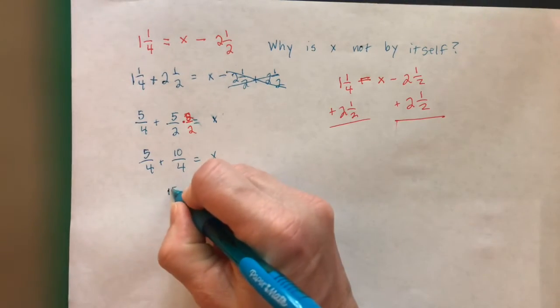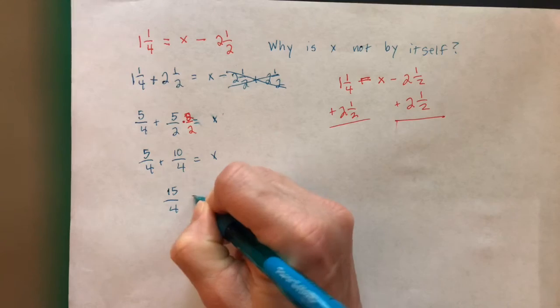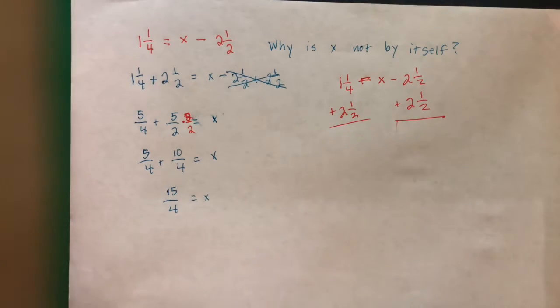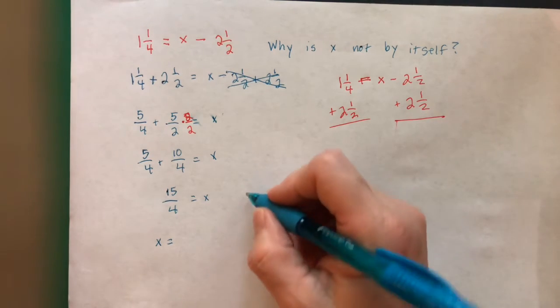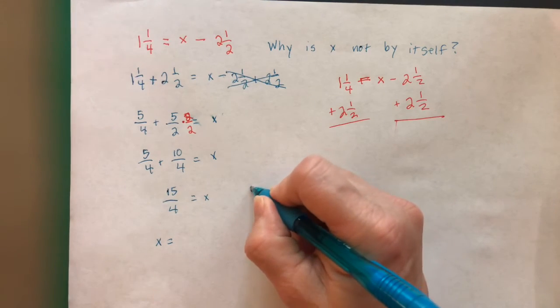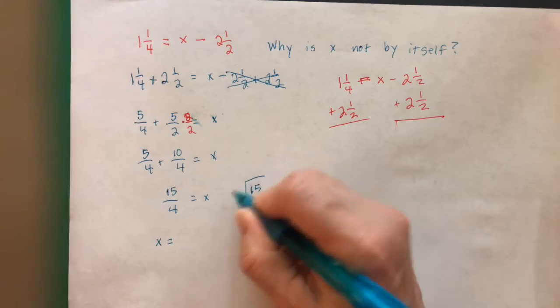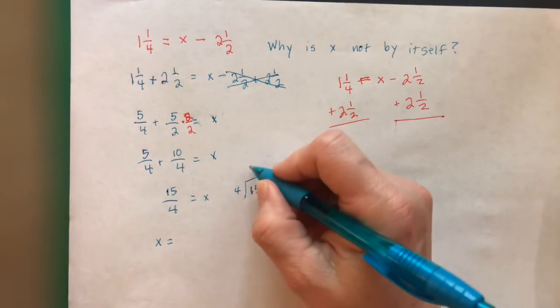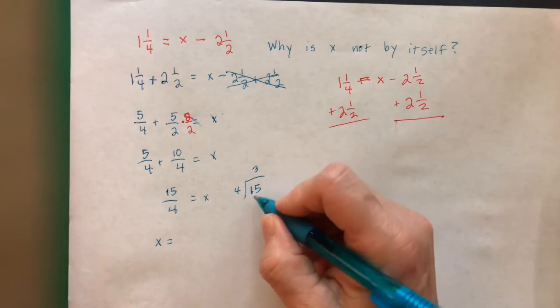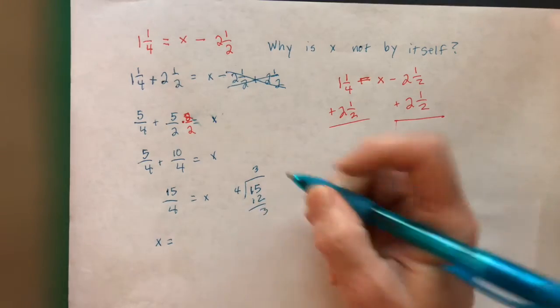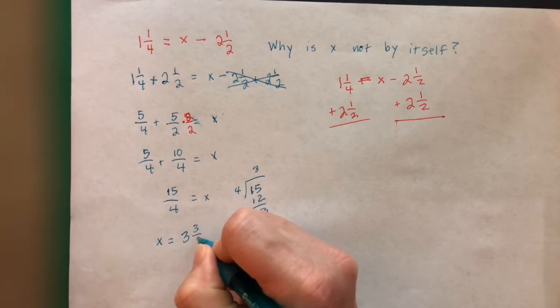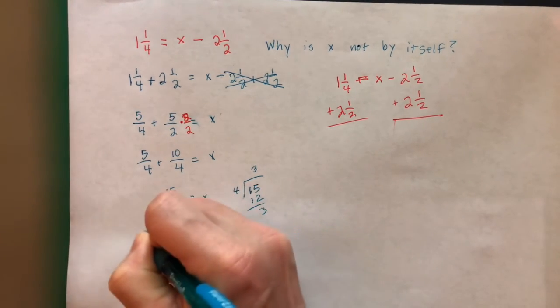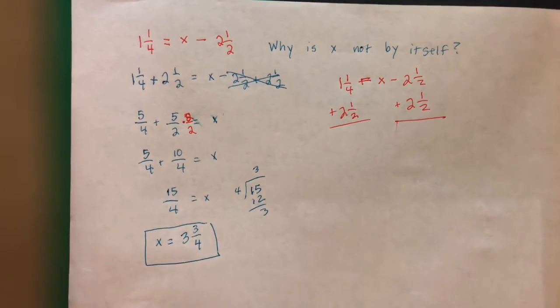All right, 15/4 equals x, and then I'll simplify. X equals 3 2/4. I can do that one in my head, but if you want to, you may go over on the side, and you get 3 3/4. And that's my answer. I put a box around it.